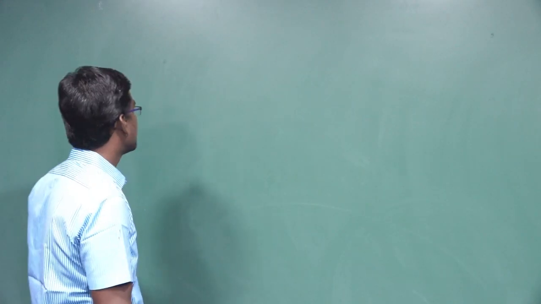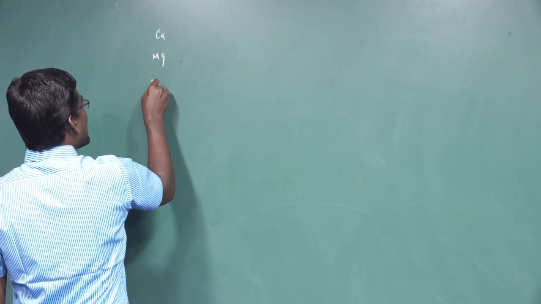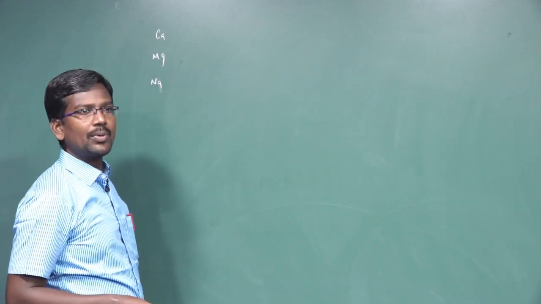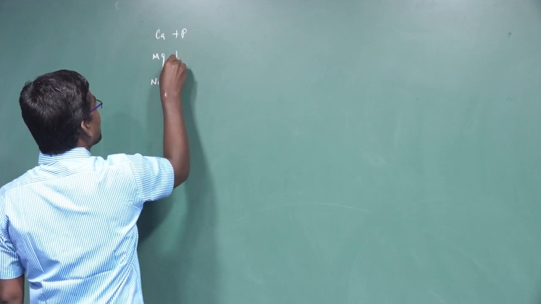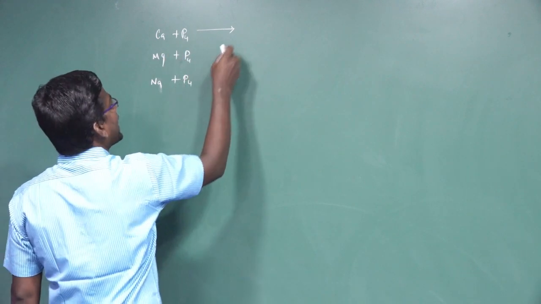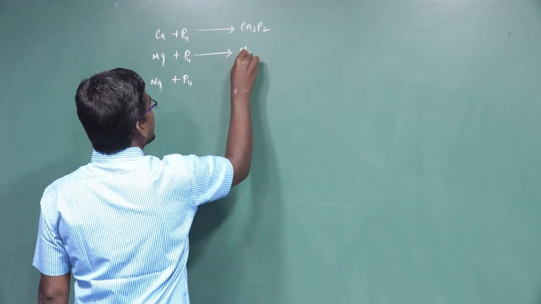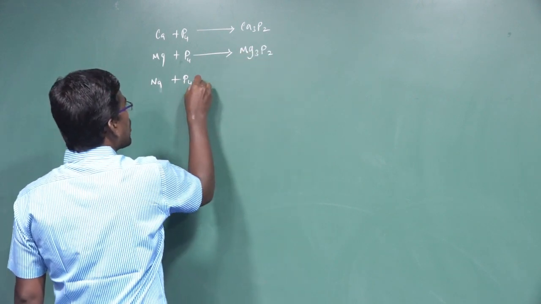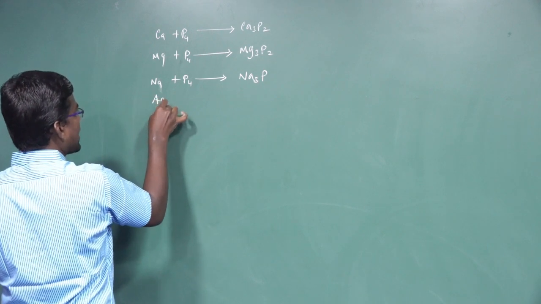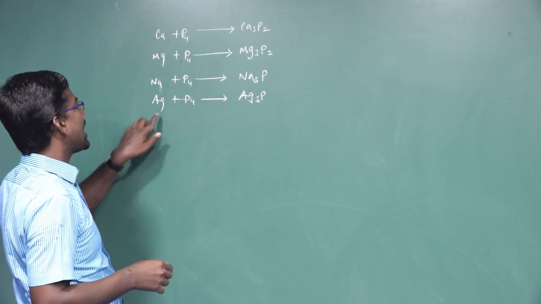It reacts with highly electropositive metals: calcium metal Ca, magnesium metal Mg, sodium metal Na. Alkali metals and alkaline earth metals are highly electropositive metals. They react with phosphorus P: calcium combines with phosphorus to form calcium phosphide, Ca3P2. Magnesium reacts with phosphorus to form magnesium phosphide, Mg3P2. Sodium reacts with phosphorus to form sodium phosphide, Na3P. Silver metal Ag reacts with phosphorus to form silver phosphide, Ag3P, because silver has a +1 oxidation state.